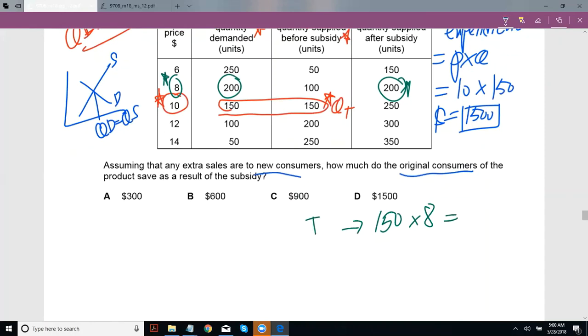So their total expenditure now is going to be 150 into 8, which is 1200. So their original total expenditure was 1500. Now the total expenditure of those same people buying the same units is 1200, which means that they save 300 due to the subsidy.